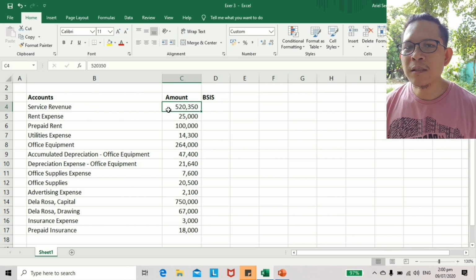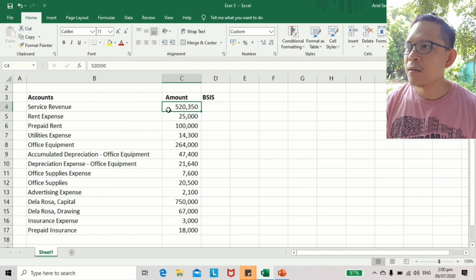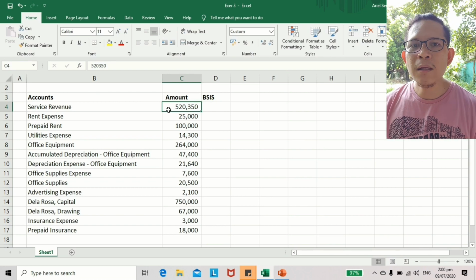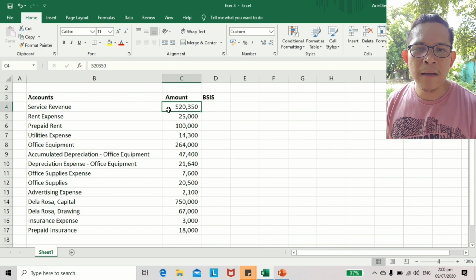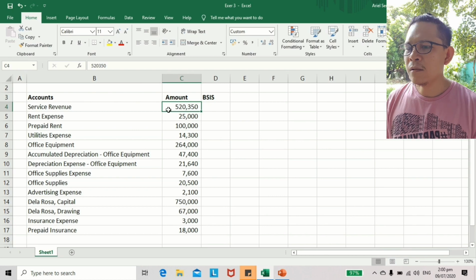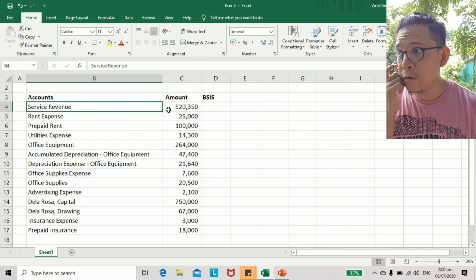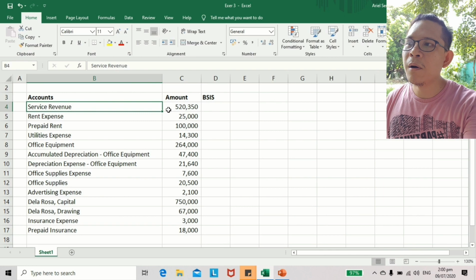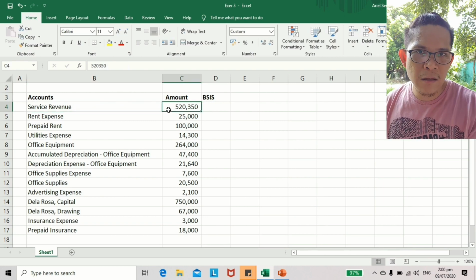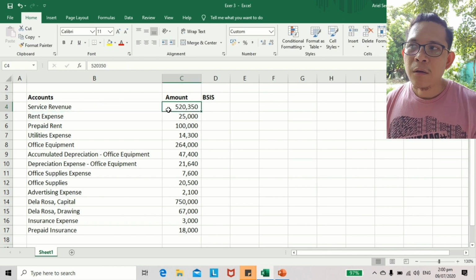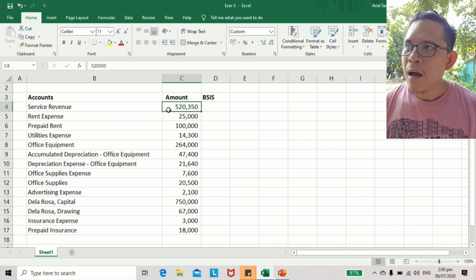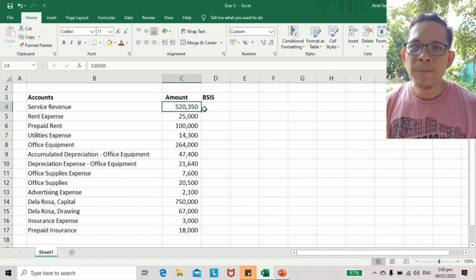Okay, so this is to help you, to guide you in identifying yung mga accounts para naman hindi na kayo gaano malito. Or kung nalilito pa man kayo, makatulong ito sa inyo sa pag-identify, pag-classify ng mga accounts. Okay, so umpisahan natin dito sa service revenue. Yung service revenue mo kasi, yung amount niya is 520,350. Although, for now, yung mga amounts na ito ay irrelevant. Ang mahalaga is we have to identify ano nga bang category nito.